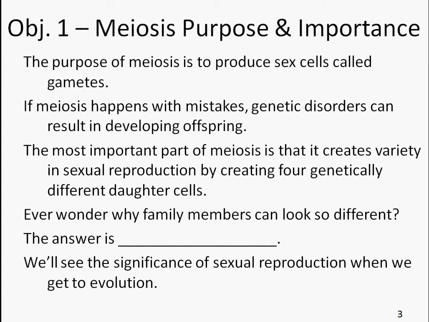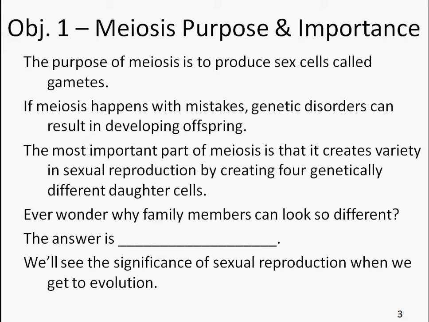The most important part of meiosis is that it creates variety in sexual reproduction. Again, we'll talk about a little more of this during evolution, but basically the result of meiosis is 4 genetically different daughter cells. In mitosis, we had 2 genetically identical daughter cells. That would be like a skin cell copying itself, bone cell copying itself, and so on. So meiosis and mitosis are going to have a lot of similarities, but there's one big difference between them.